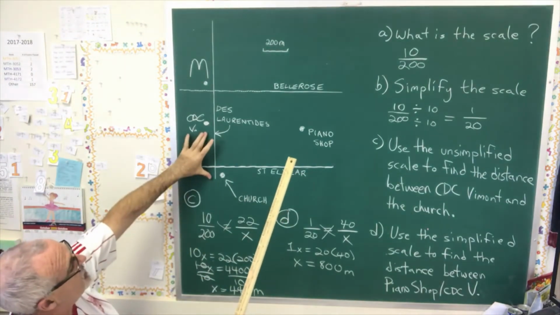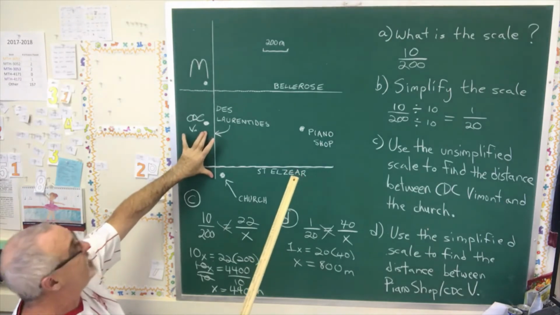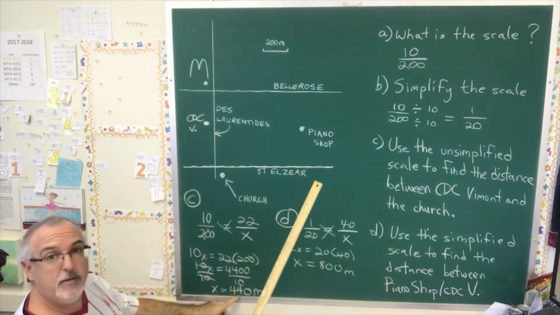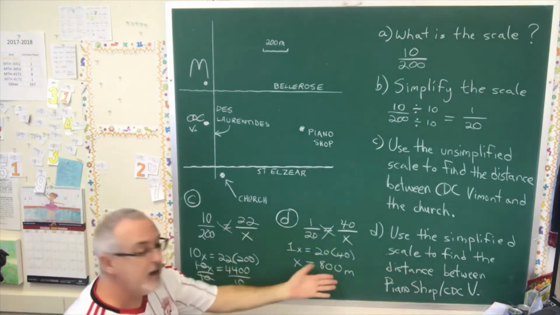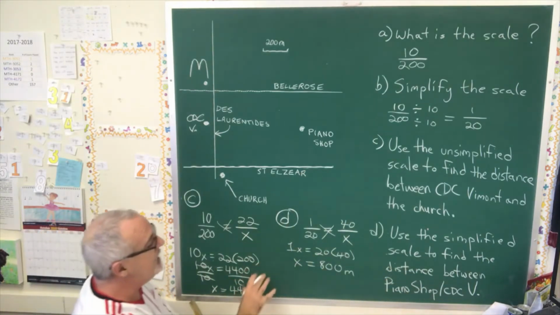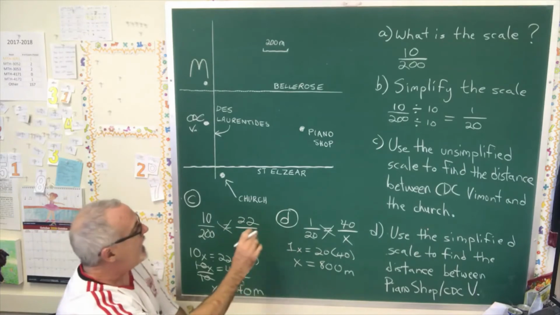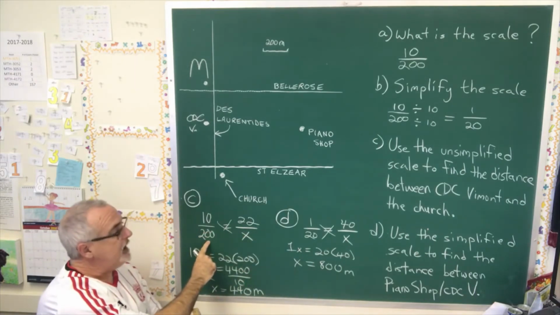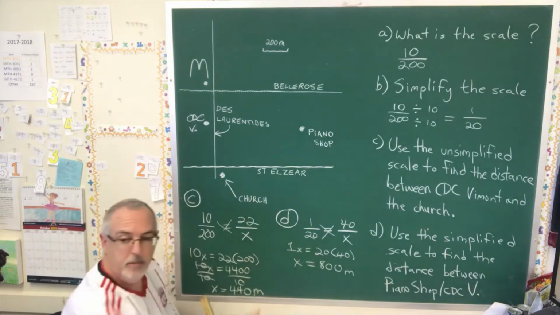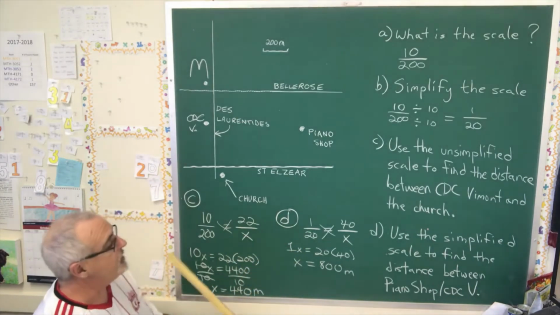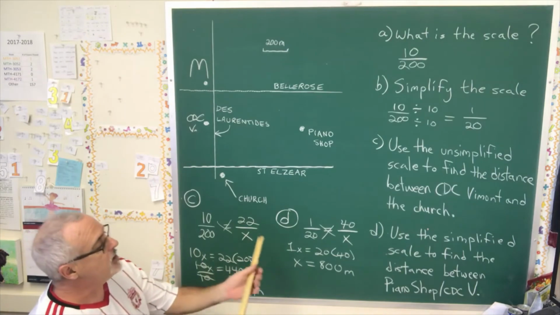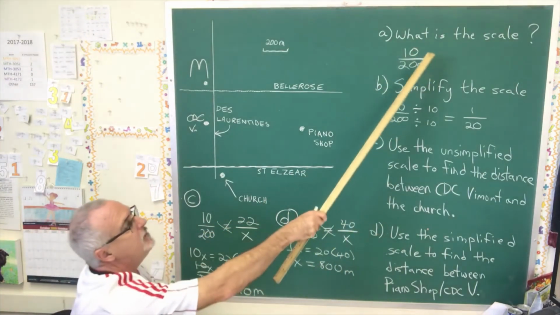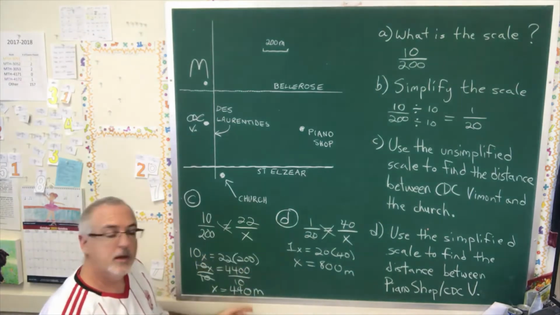We can see that CDC Vimo and the church are closer together than CDC Vimo and the piano shop. It does look like it's about half. Well, 440 is about half of 800. So we can see that we've gotten the right answer, and it doesn't matter if we use the 10 over 200 unsimplified scale or the 1 over 20 simplified scale. Both of them gave us the right answer. So a student who's answering a question like this is allowed to use the unsimplified scale. If they want, they will get the right answer.